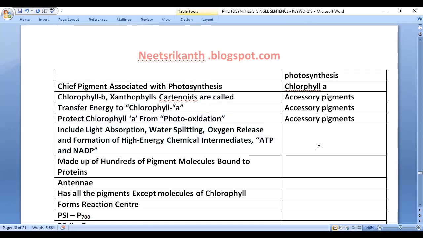Light absorption, water splitting, oxygen release, and formation of high energy chemical intermediates ATP and NADPH are the light reactions, or photochemical phase. The light harvesting complex (LHC) is made up of hundreds of pigment molecules bound to protein. The antennae have all the pigments except molecules of chlorophyll a.